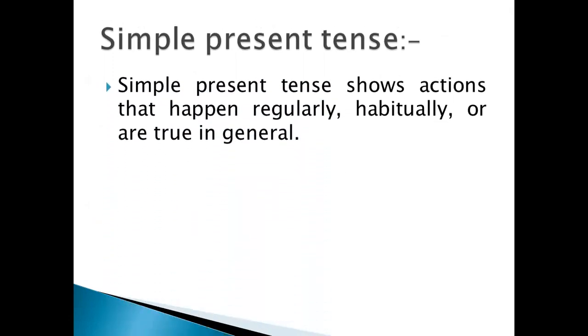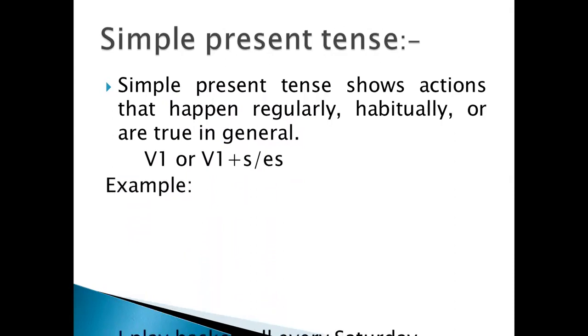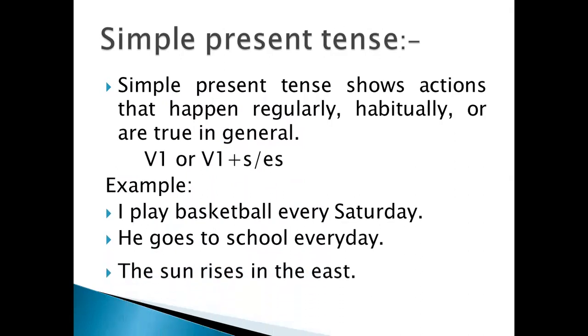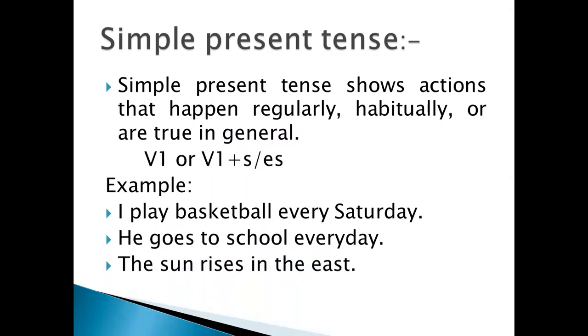Simple present tense shows actions that happen regularly, habitually, or are true in general. The formula for simple present tense is V1 or V1 plus S or ES. Examples: I play basketball every Saturday. He goes to school every day. The sun rises in the east.